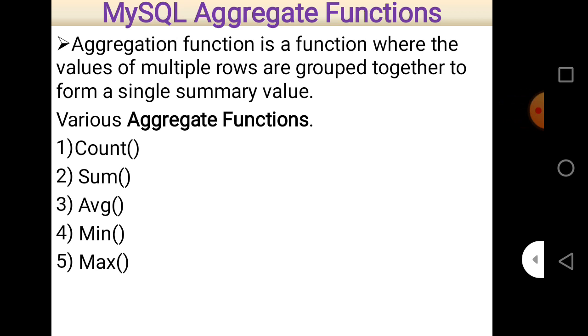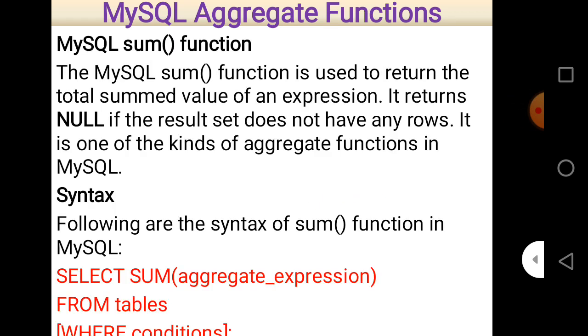So the second one is sum. As the name suggests, it actually adds the different values, and let us see its syntax first. The MySQL sum function is used to return the total summed value of an expression, and it returns null if the result set does not have any rows. It is one of the kinds of aggregate function in MySQL.